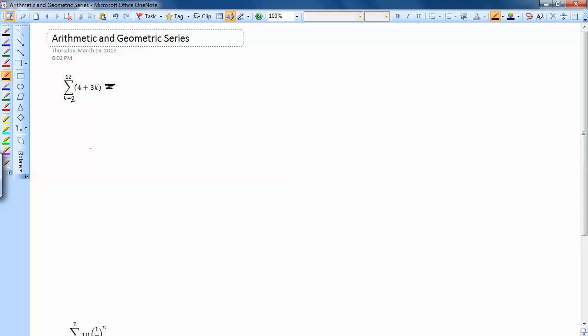I'm going to plug in 0 first. So 4 plus 0 is just 4. And then I'm going to increase all the k's one at a time and add up all those terms until I get to k equals 12. So the next term will be 4 plus 3 times 1. And then the next term will be 4 plus 3 times 2. And then that'll keep going until I get to 4 plus 3 times 12.